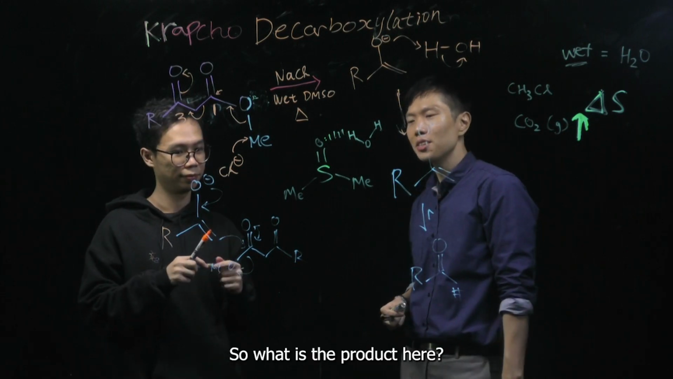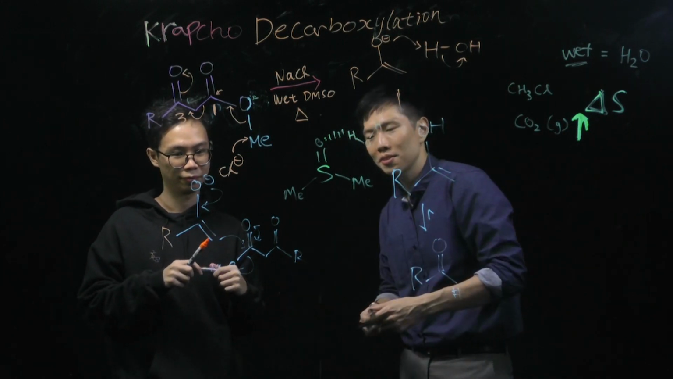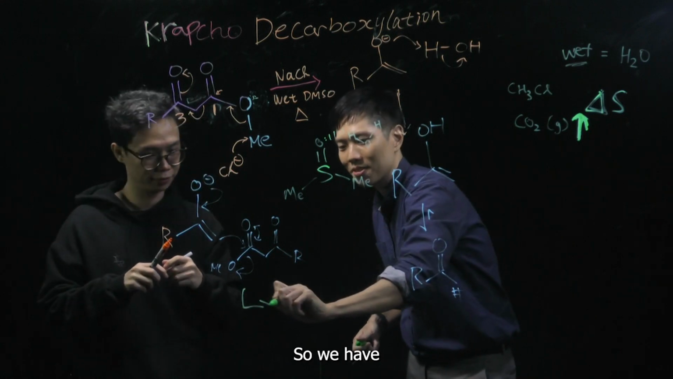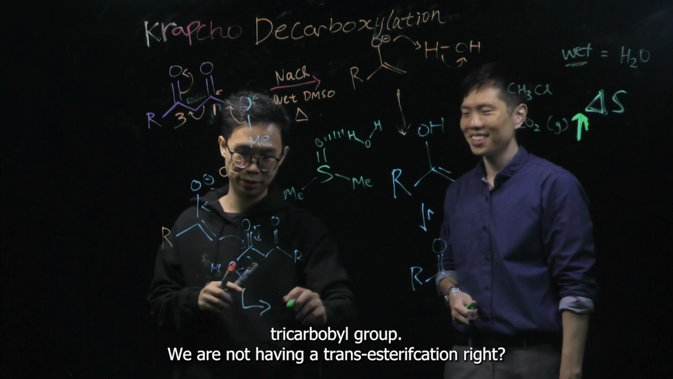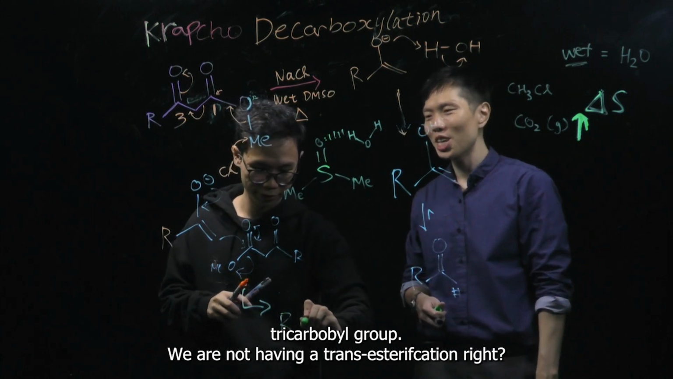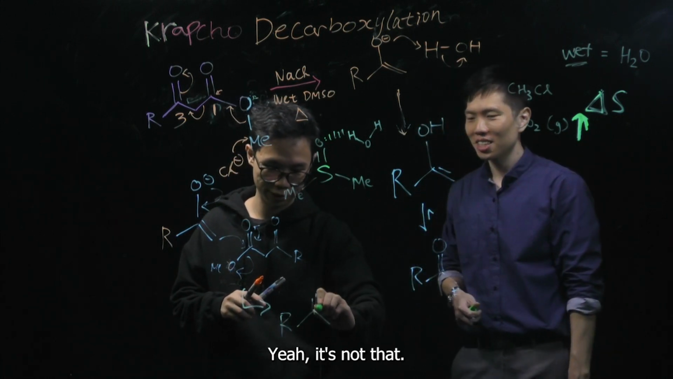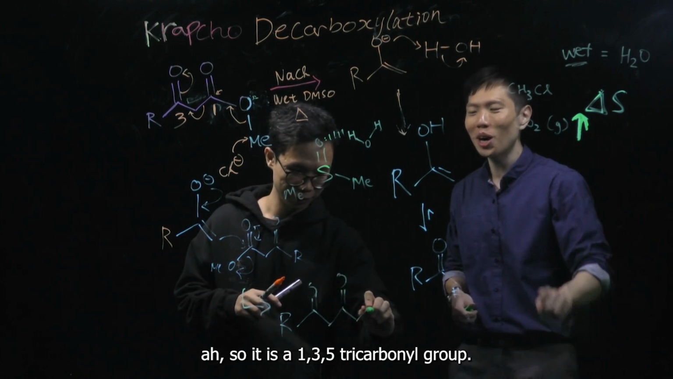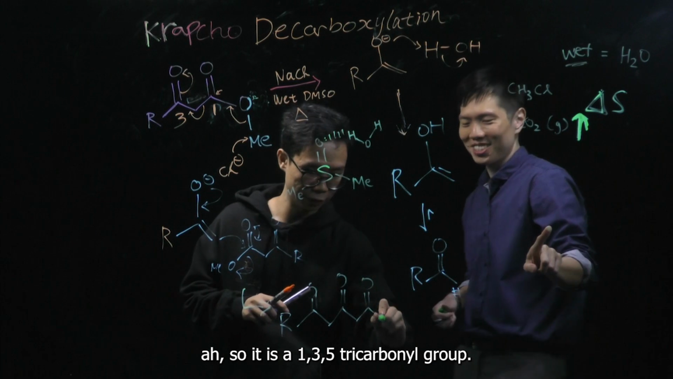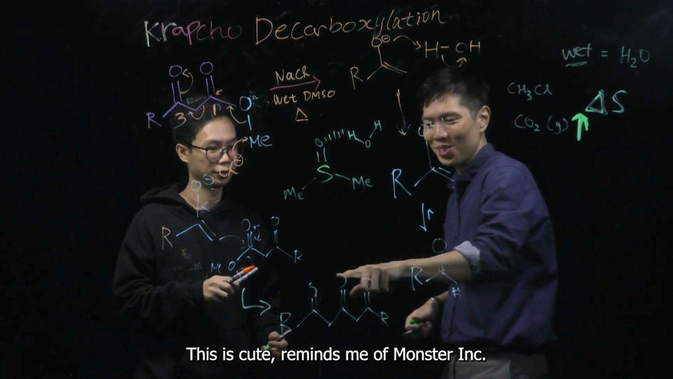So in a way, it's like a... What's the product here? So the product here we have... take this. We have a tricarbonyl group. We are not having a transesterification, right? Yeah, it's not that. So it's a 1,3,5-tricarbonyl. Yeah, tricarbonyl. Wow, this is cute.